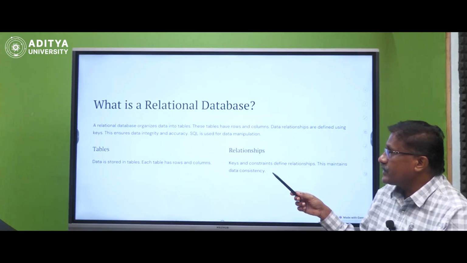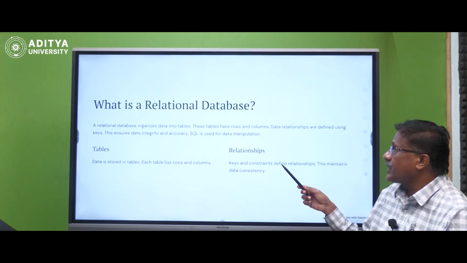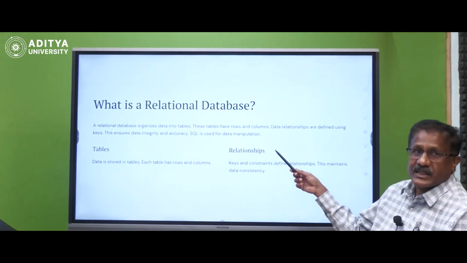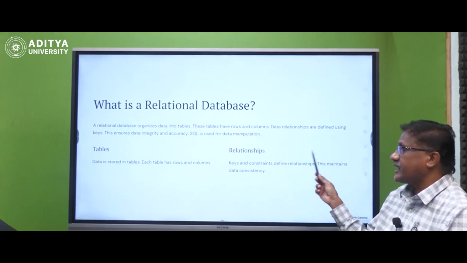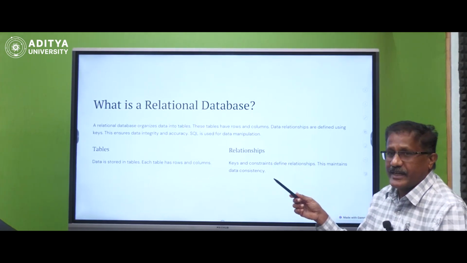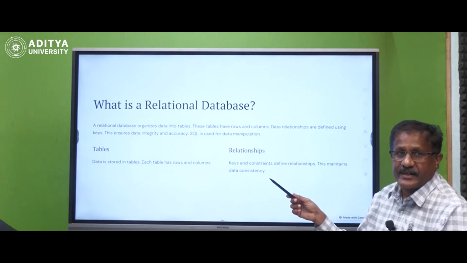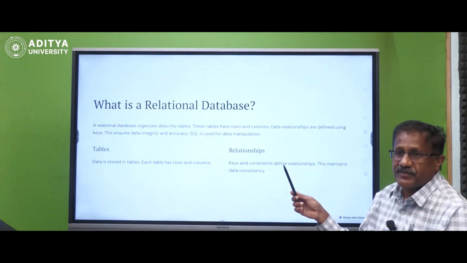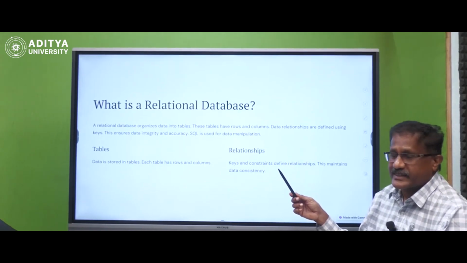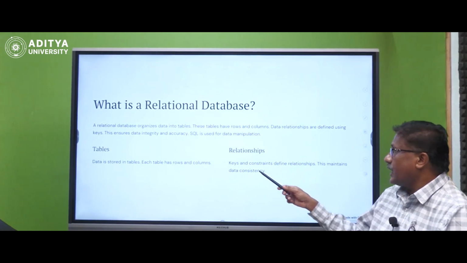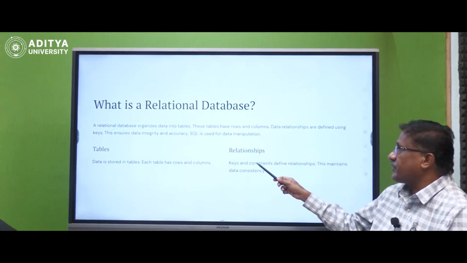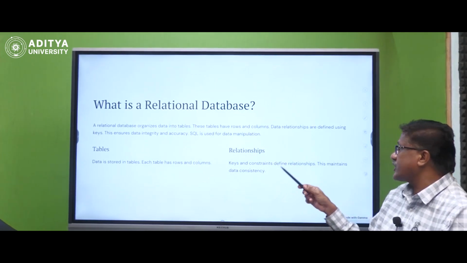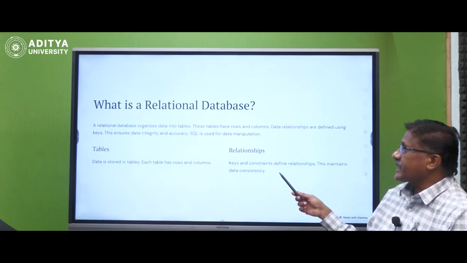What is a table? A table consists of rows and columns, and data is stored in the table. Keys and constraints define the relationships. For example, primary key, foreign key, candidate key; there are different types of keys and integrity constraints: entity integrity constraints, domain integrity constraints, referential integrity constraints. All these constraints and keys define the relation between data in one table and another, through the rows and columns. This maintains data consistency.